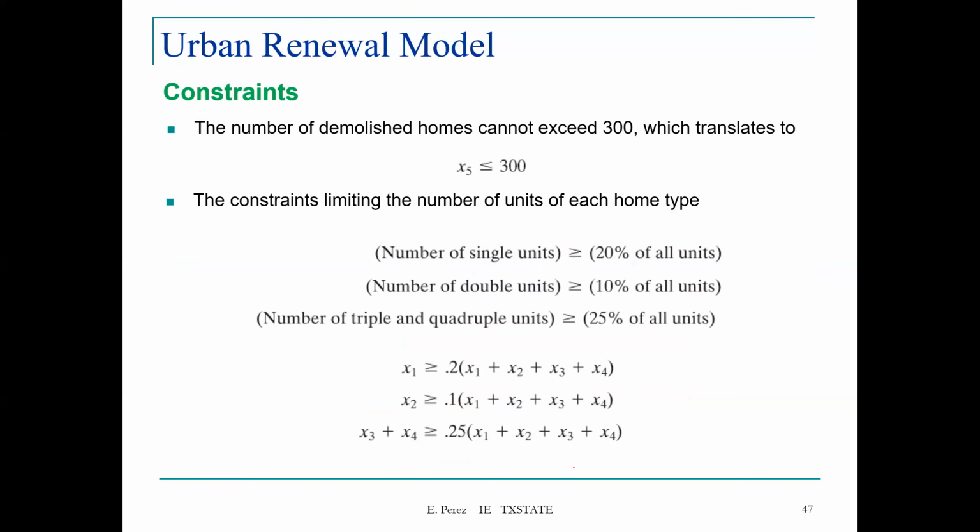The number of demolished homes cannot exceed 300. So we stated that at the beginning. So what that means is that X5 has to be bounded less than or equal to 300.